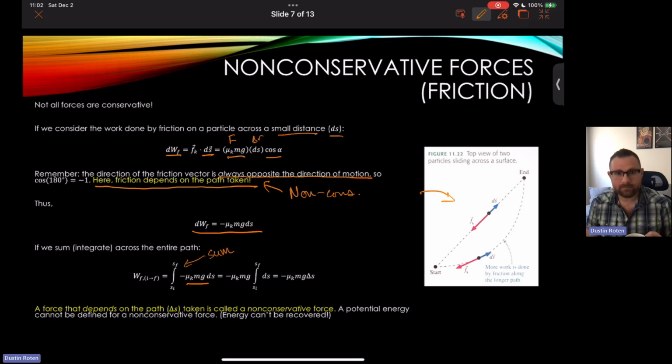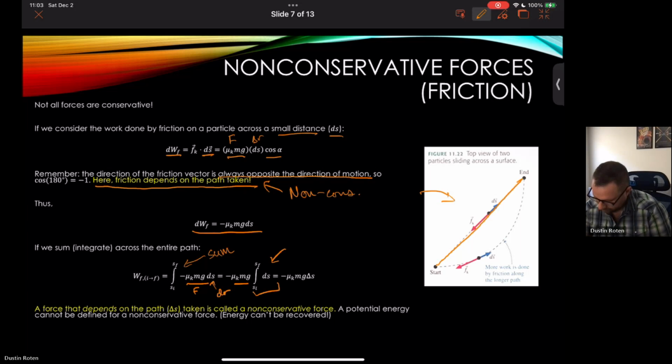Okay, so we plug things in. There's our force. There's our dr. Okay, we pull the force out because it's constant. Now we just have to integrate here. Now, since we are summing, let's take a look at the picture over here on the right. So if we go across the first path, okay, and we sum up all these chunks, we go from the start to the end, we can sum up all those chunks and we get some sort of delta s, right? Some change in distance.